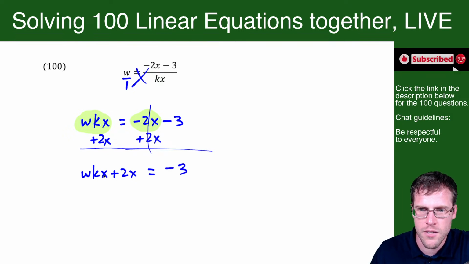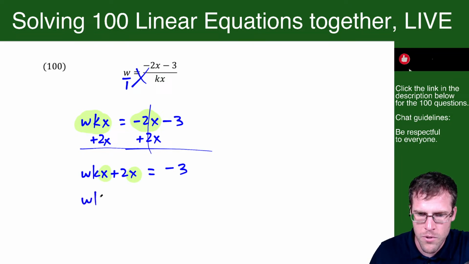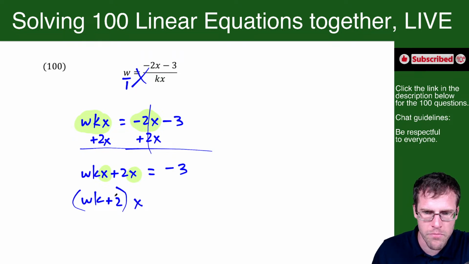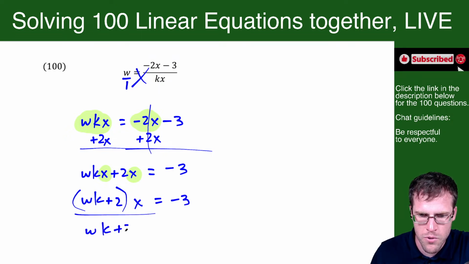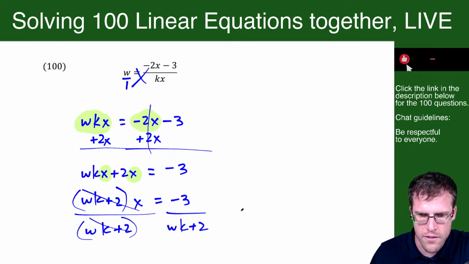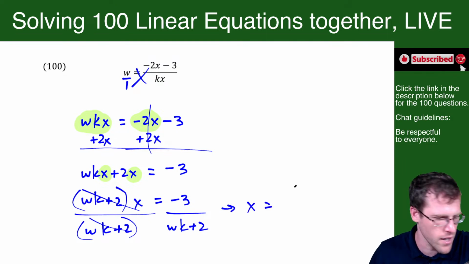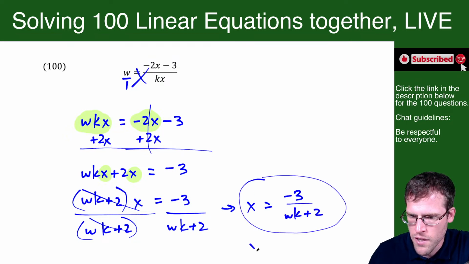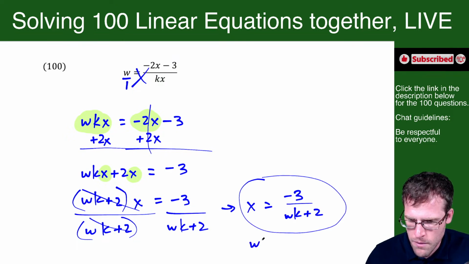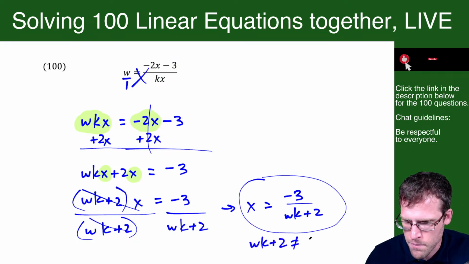Now, same idea as before, factor out the x. So we're going to have wk plus 2 times x. You could even see if we distribute, we would go right back to this. Equals -3. Now divide both sides by wk plus 2. Over here it cancels, and finally we get our last solution: x equals -3 divided by wk plus 2. And we will mention here that our denominator, wk plus 2, cannot be 0.